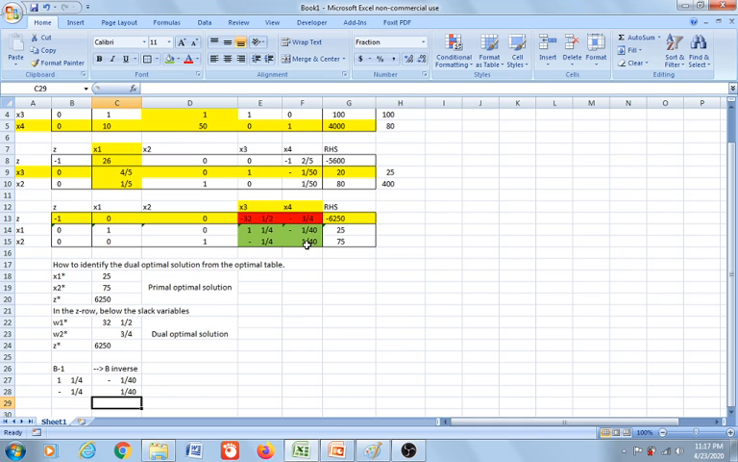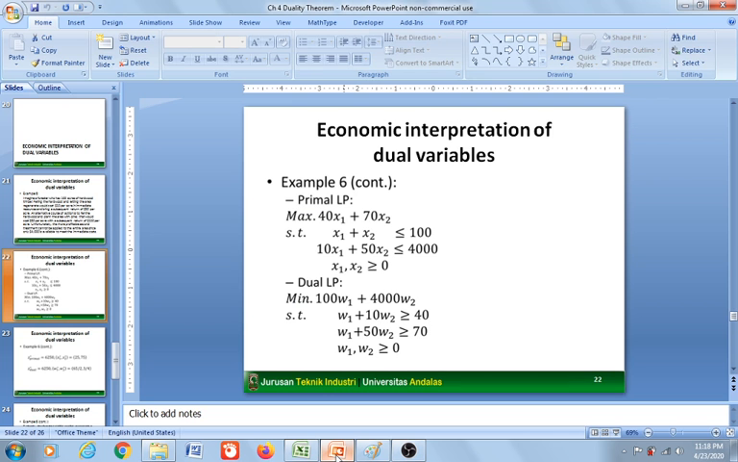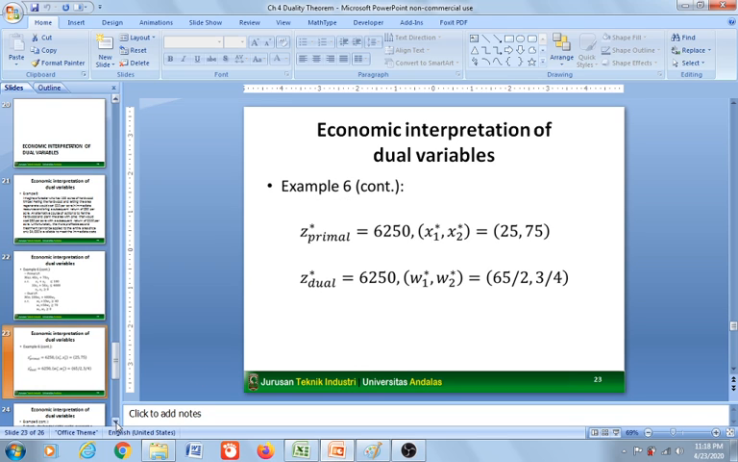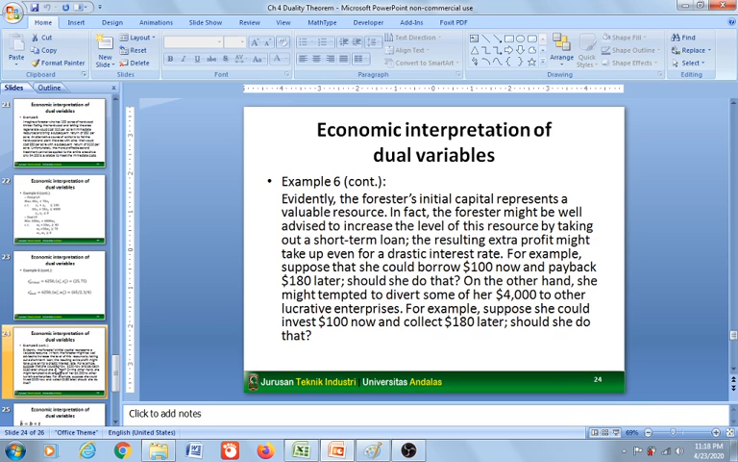Now my objective is to explain the economic interpretation of W1 star and W2 star. In order to explain that, I will come back to the problem. Suppose that after having the optimal solution, the forester has two more options. Option number 1, she can borrow $100 now and pay back 180 later on. Option number 2, she can invest the money, which is the $4,000, and when she invests 100 now, she can collect $180 later on.